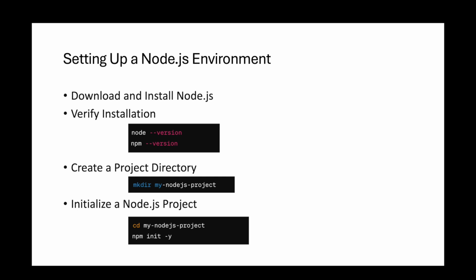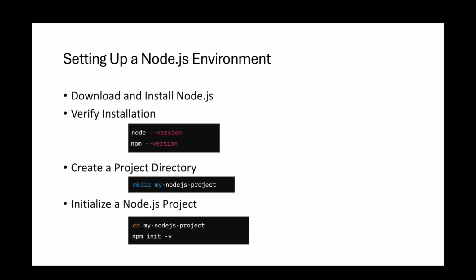Verify installation. After installing Node.js, open a terminal or command prompt and run the following commands to verify that Node.js and npm, Node Package Manager, are installed correctly. node --version, npm --version. These commands should display the versions of Node.js and npm installed on your system.